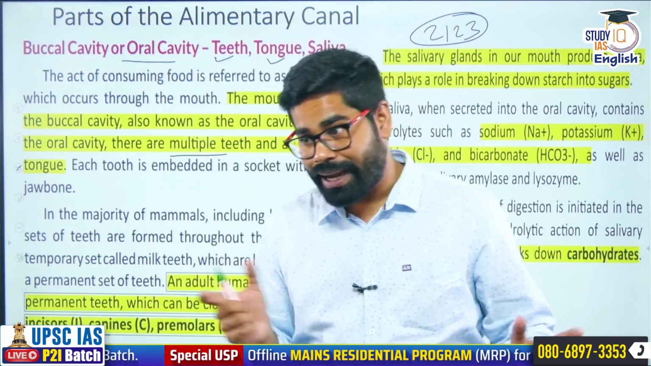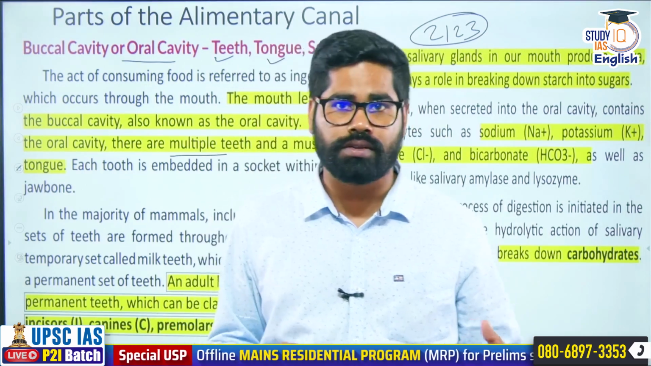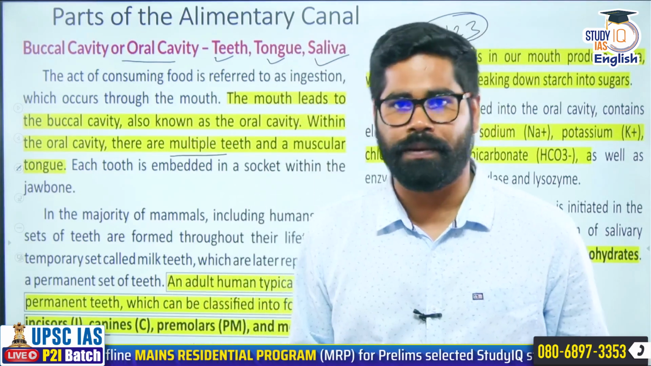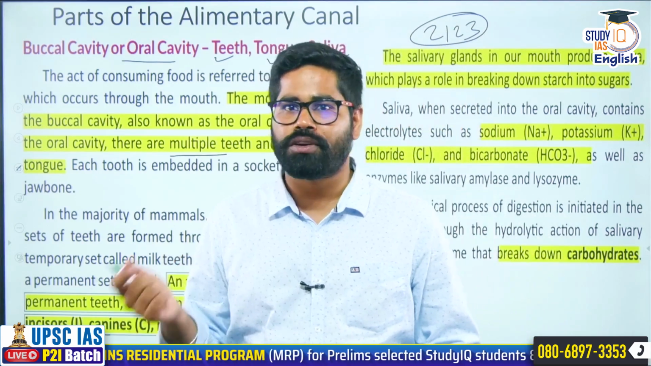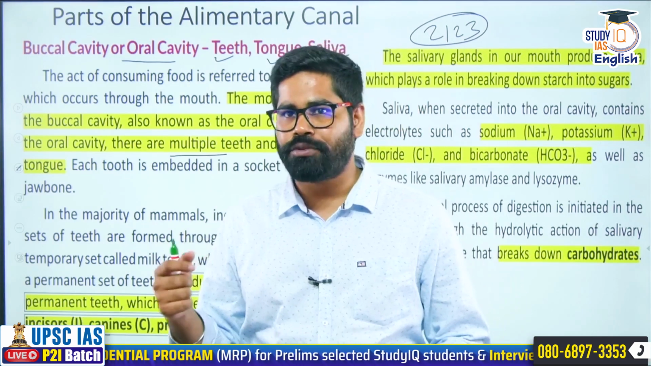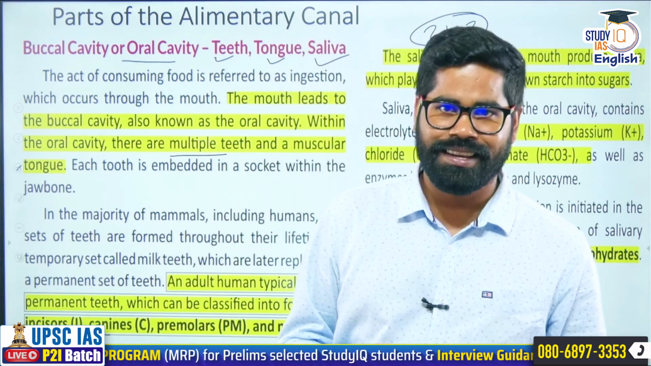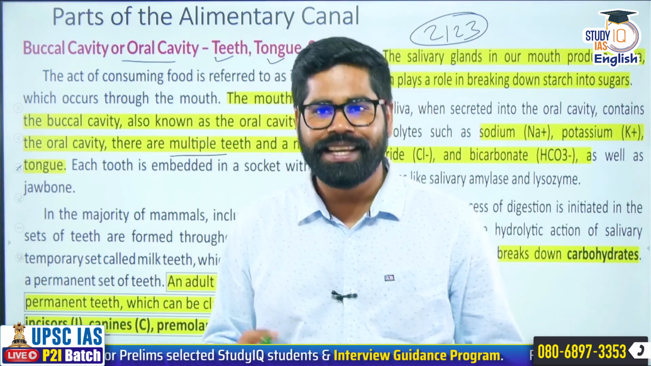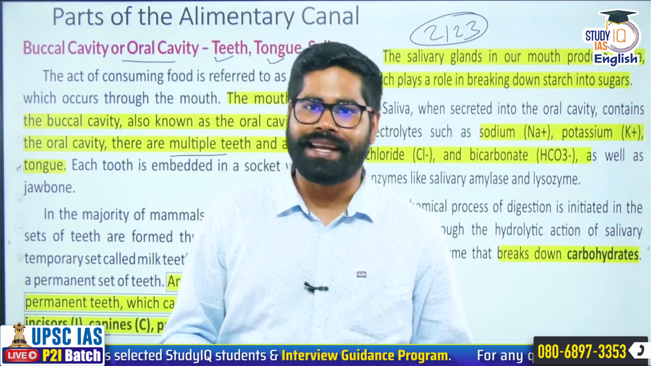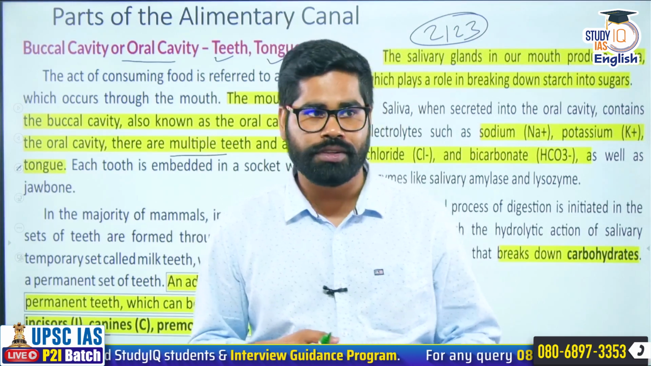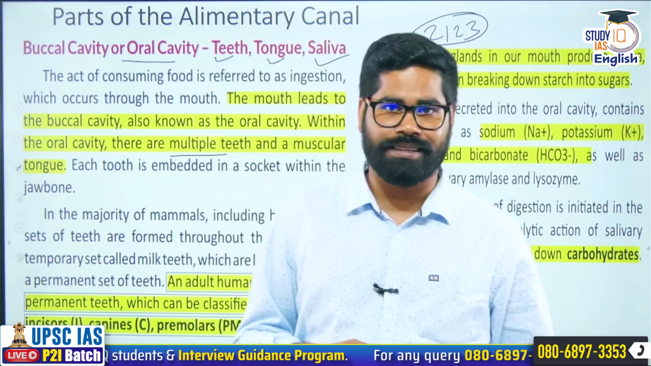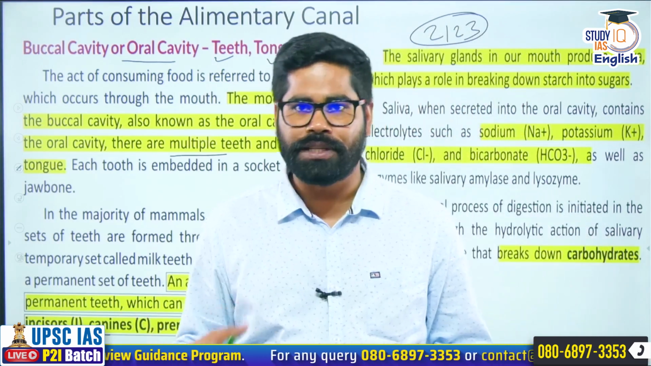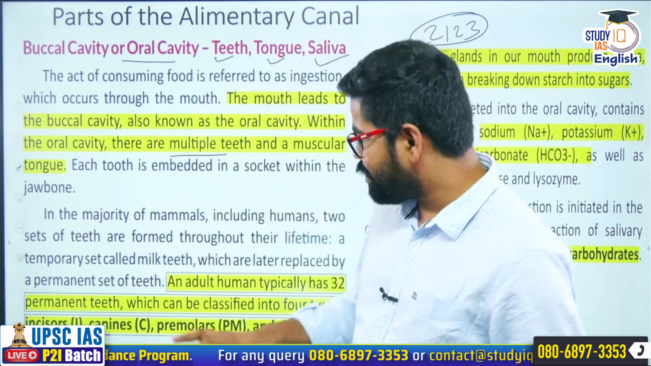In animals, like if you talk about dogs or other animals, you will find that the canines are very well developed. We don't consume raw meat, that's why we don't have so much utility of the canines. But those organisms who can consume raw meat also have well developed canines, for example dogs, lions or other organisms. Then premolars and molars help in chewing the food. So that is the teeth part.